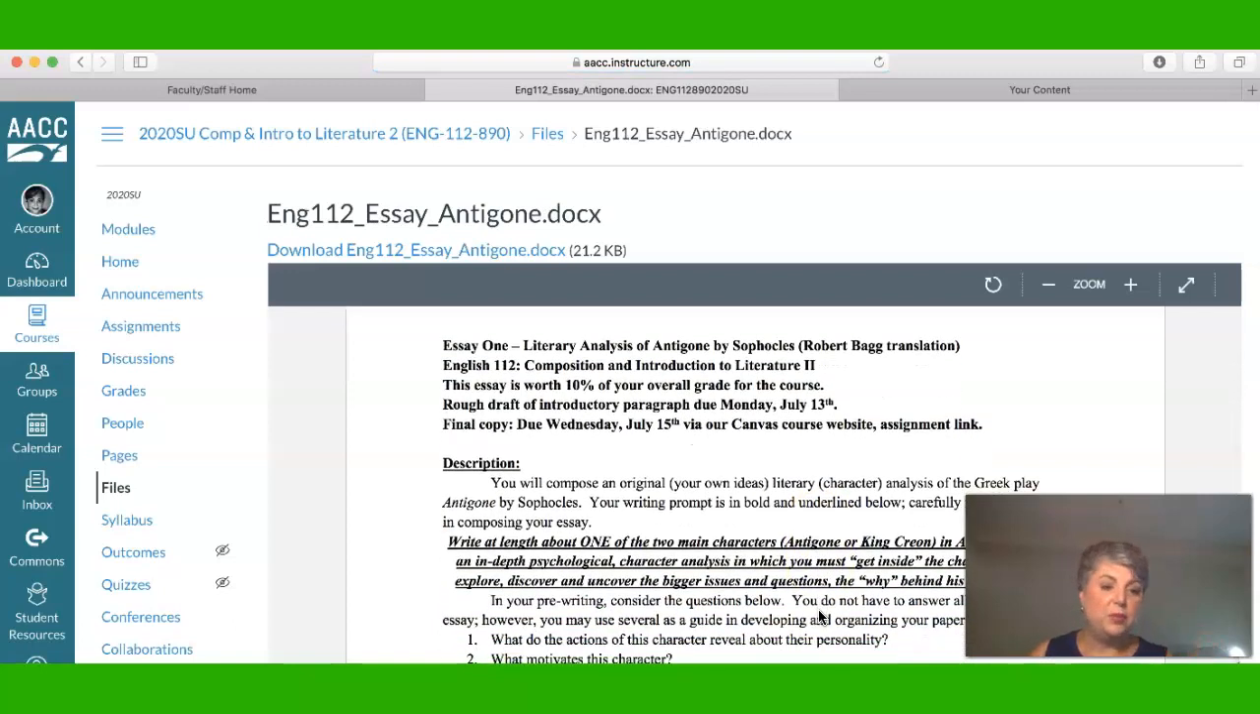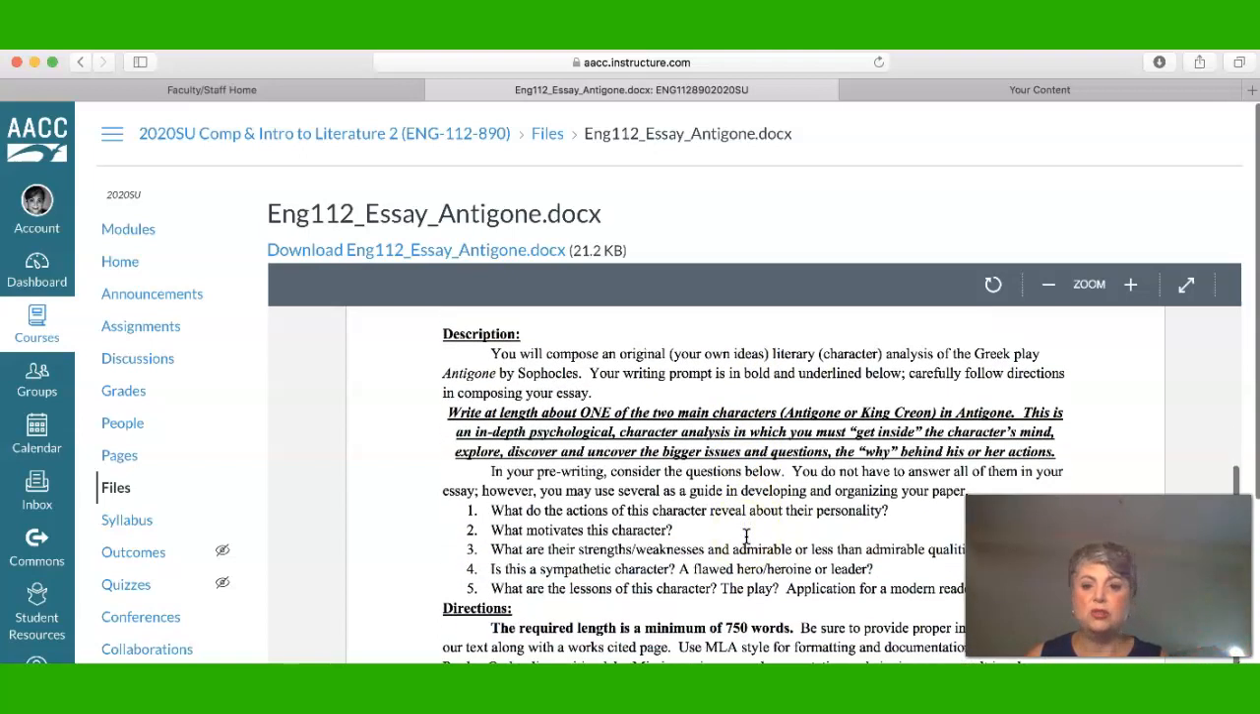Here is the actual paper assignment, a critical document. I am going to touch on the highlights. You need to make sure you read it word for word. So a rough draft of your introductory paragraph is due Monday, July 13th. Now I still need to add the link in Canvas, but I will do that this afternoon or certainly by Thursday, okay? The final copy of your essay is due Wednesday, July 15th, before midnight, okay? That link is already up and at the end of this module.